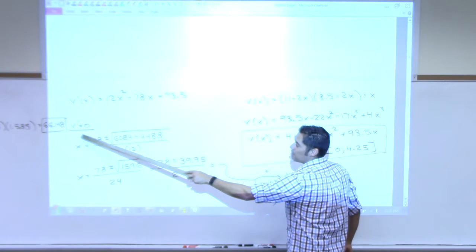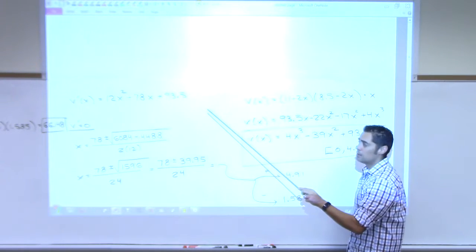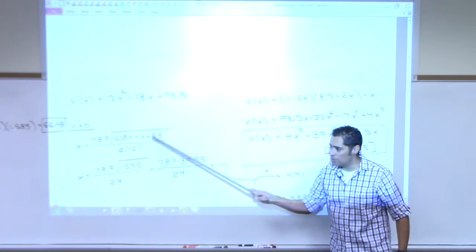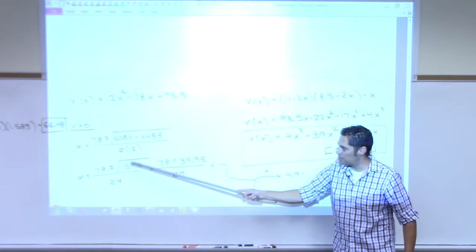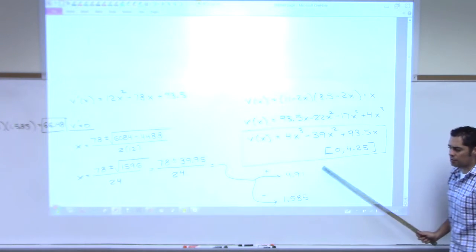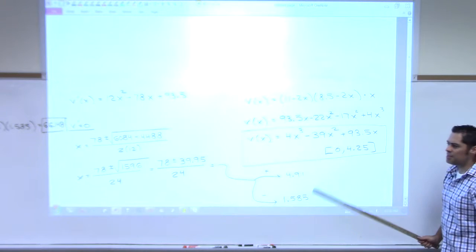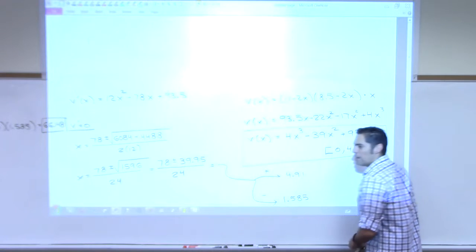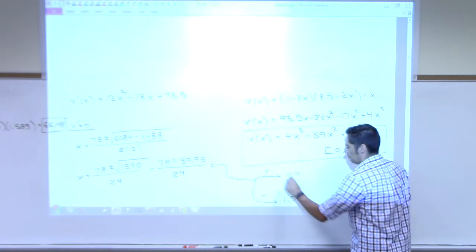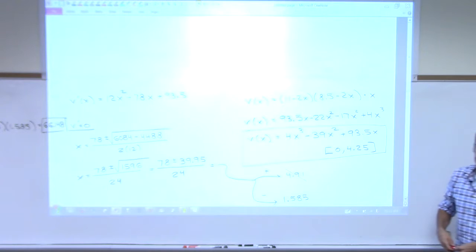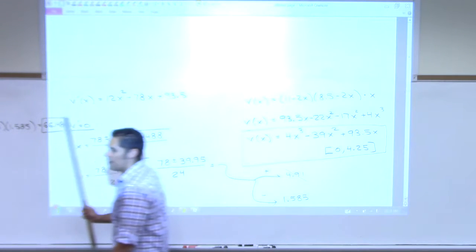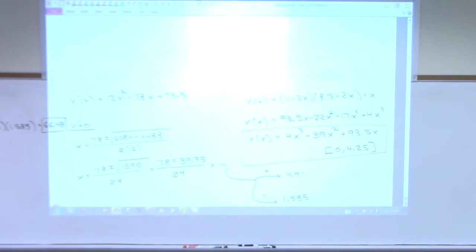When you set the derivative equal to 0, it's a quadratic, right? So we use the quadratic formula. And I trust that you can all do a quadratic formula on a quadratic, right? So take this through, you get 2 answers. One of these doesn't live in your interval, right? 4.91 doesn't live in here. Which means 1.585 does.